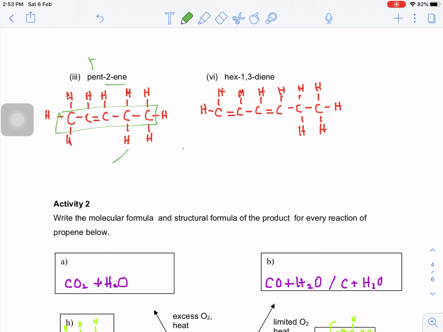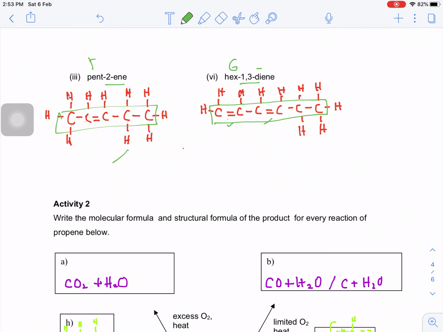Okay, the last one is hex 1,3-diene. Hex maksudnya berapa? Hex adalah 6. Okay, diene maksudnya ada 2 double bond. So, mula-mula kita buat hex. Ada 6. Kemudian, pada karbon pertama, ada double bond. Pada karbon ketiga, ada double bond. Okay, so kemudian kita lengkapkan kaki karbon supaya genap ada 4.